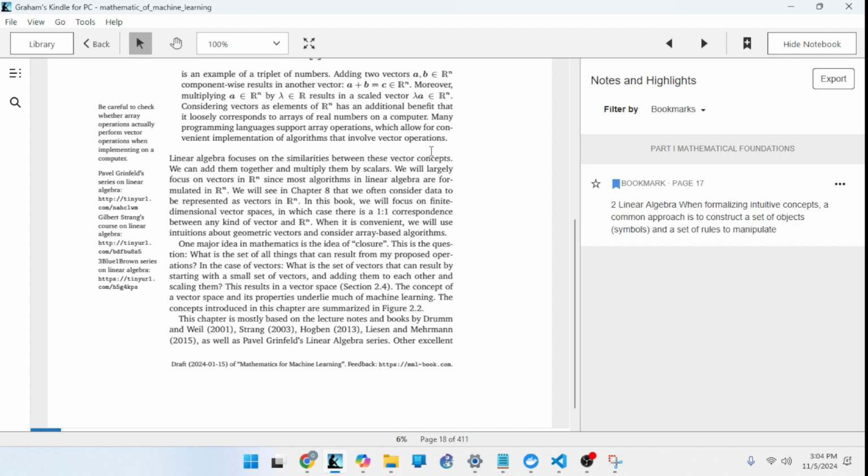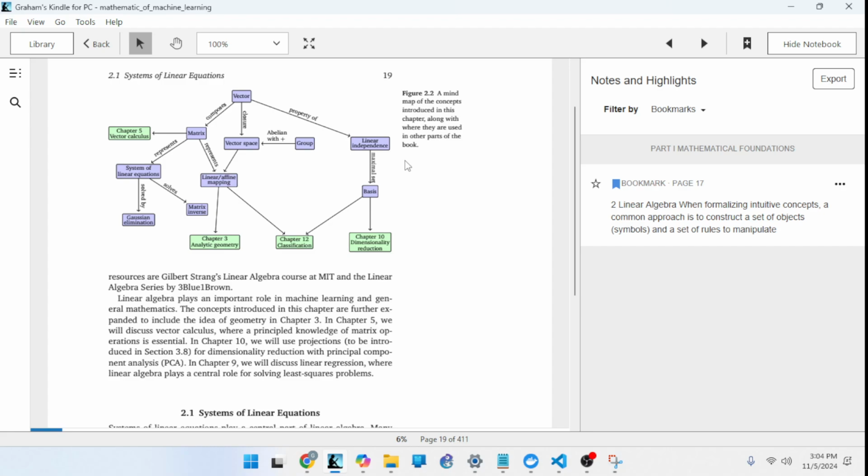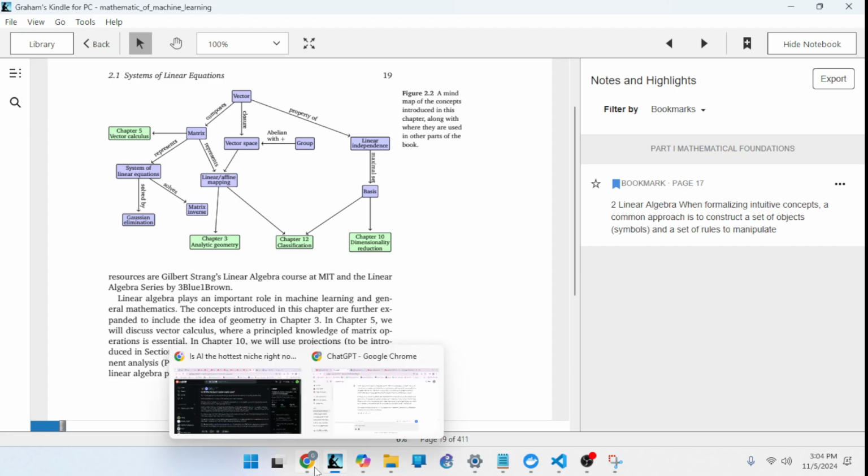The concepts introduced in this chapter are summarized in figure 2.2. This chapter is mostly based on the lecture notes and books by Drum and Wheel, 2001, Strang, 2003, Hogben, 2013, Lyson and Merriman, 2015, as well as Pavel Greenfield's Linear Algebra series. Other excellent resources are Gilbert Strang's Linear Algebra course at MIT and the Linear Algebra series by 3 Blue, 3 Brown.